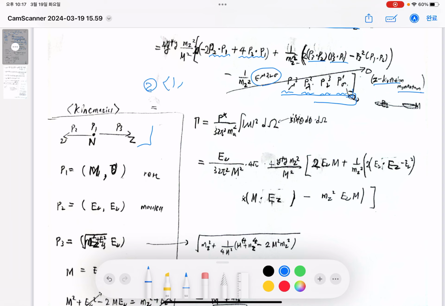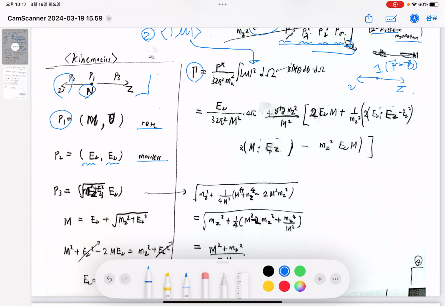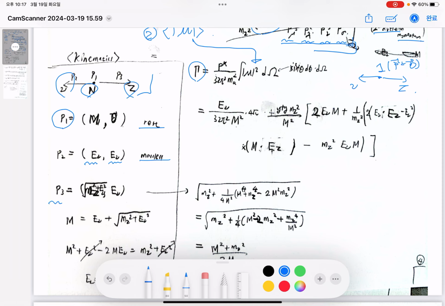We obtain the spin summation of the amplitude squared, and we insert this result in the Fermi golden rule for the decay rate. We assume the rest frame, so the heavy neutrino is initially at rest, and it decays to the active neutrino and the Z boson. So we can set the momentum of the heavy neutrino as (M, 0), which is the rest frame, and the active neutrino is massless, so the energy and the three-momentum are the same. For the Z boson, because this is the rest frame, the initial momentum is 0, so the magnitude of the three-momentum of the Z boson in the Z direction should be E_nu, the same as p2.